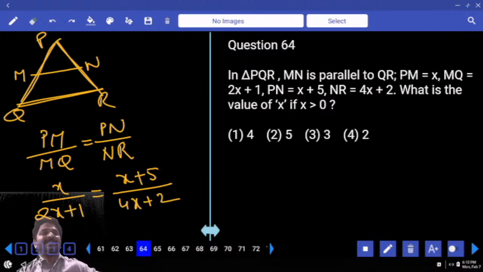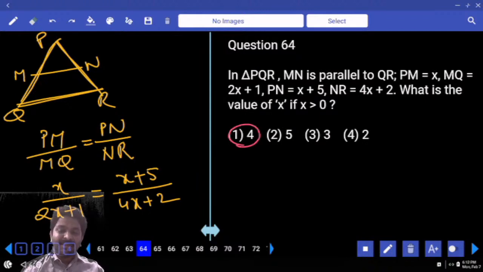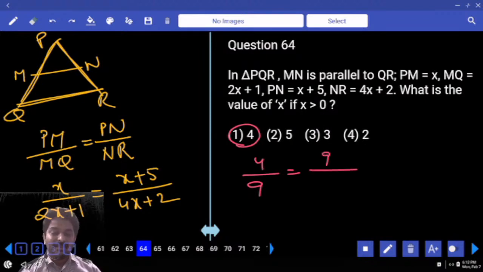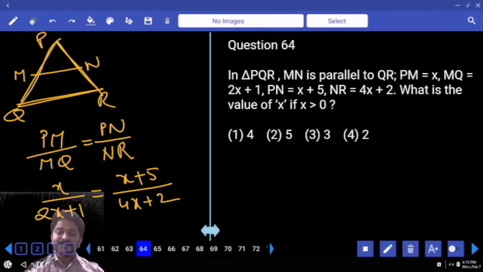If you solve this equation, you'll get a quadratic equation, and after solving it, you'll get your answer. But you know that your answer is in the options, so let's substitute and get the value. If x is equal to 4, left hand side 4 by 2x plus 1, 9. Is that equal to 4 plus 5, 9 by 4x plus 2, that means 4 fours are 16, 16 plus 2, 18? Is 4 by 9 equal to 9 by 18? First option cannot be your answer.